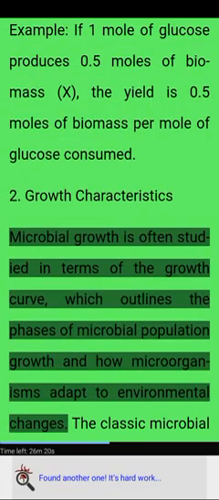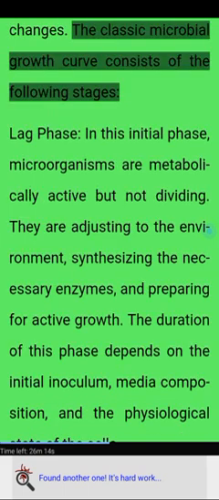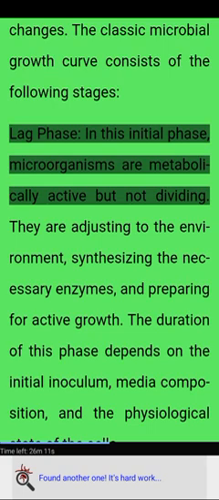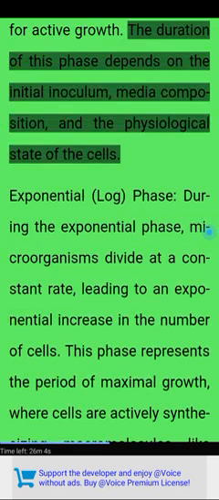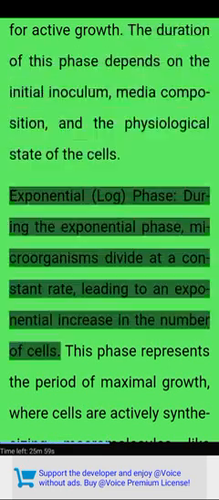2. Growth characteristics. Microbial growth is often studied in terms of the growth curve, which outlines the phases of microbial population growth and how microorganisms adapt to environmental changes. The classic microbial growth curve consists of the following stages. Lag phase. In this initial phase, microorganisms are metabolically active but not dividing. They are adjusting to the environment, synthesizing the necessary enzymes, and preparing for active growth. The duration of this phase depends on the initial inoculum, media composition, and the physiological state of the cells.